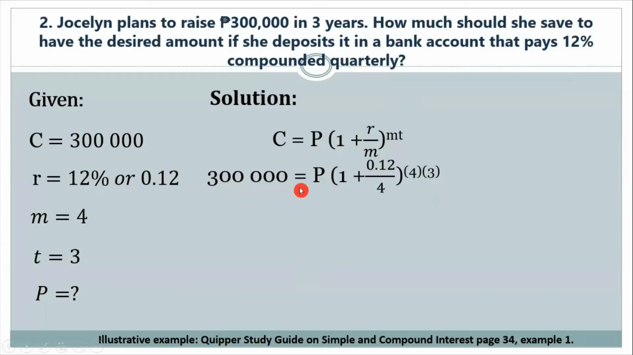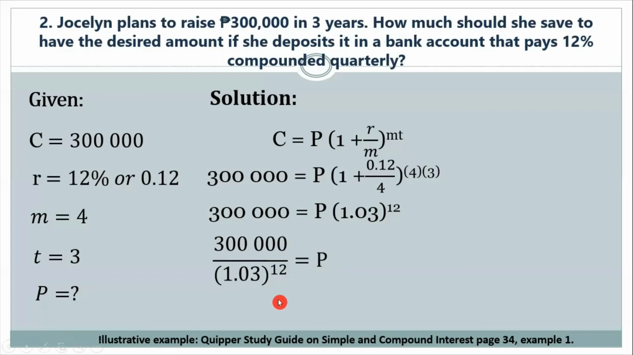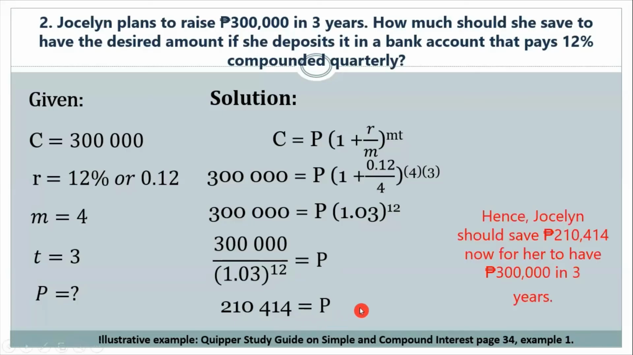So we have 300,000 is equal to P times 1 plus 0.12 over 4 raised to the power of 4 times 3. So we are looking for the value of P. To isolate P, we need to divide both sides by the quantity 1.03 raised to the power of 12. And it will give us an answer of 210,414 pesos. And 414 pesos now for her to have 300,000 pesos in 3 years.